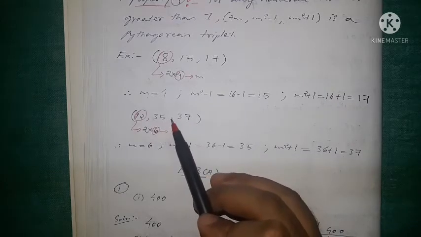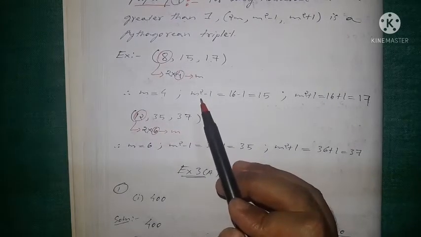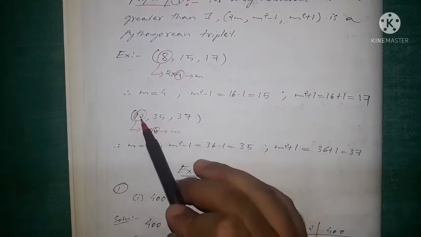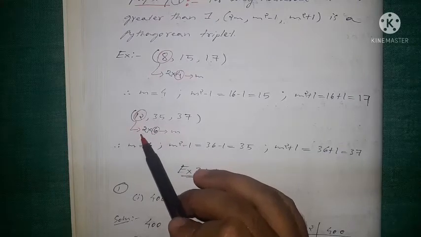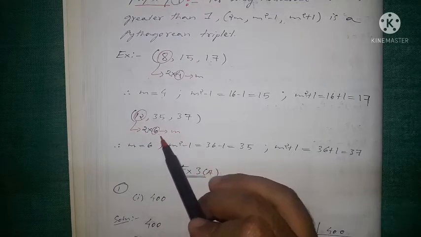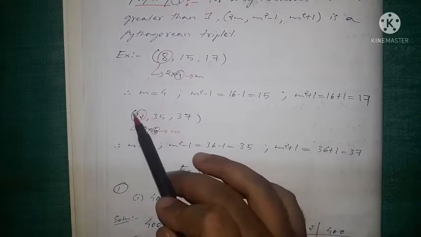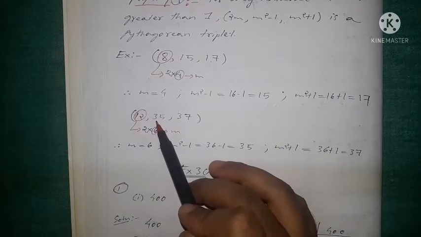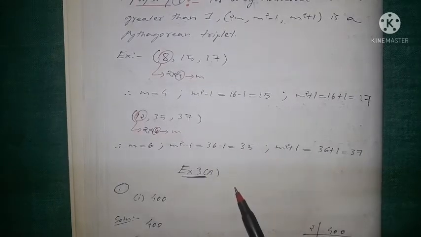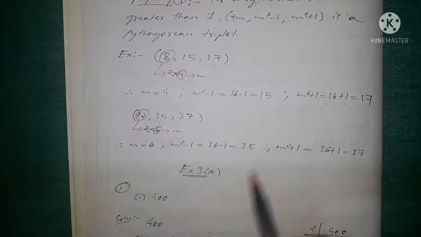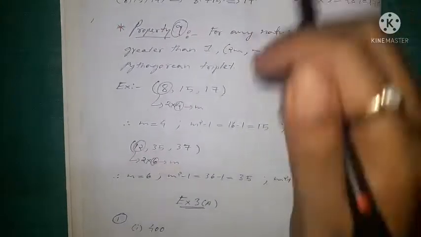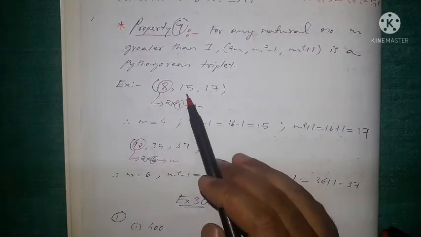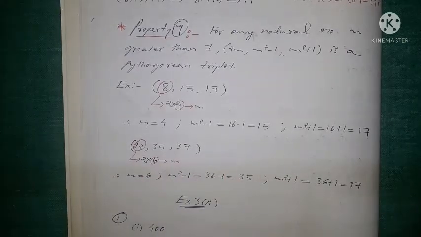So for any number where the value of m is greater than 1, here in this case 12 is in the form of 2m, and therefore we come to know the value of m. If we are given the first number, we can find out the second and the third one by using this formula. Similarly, here also, if the first number is given, by using the formula, we can find the second and third number.